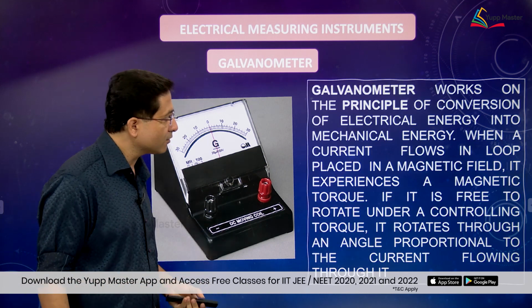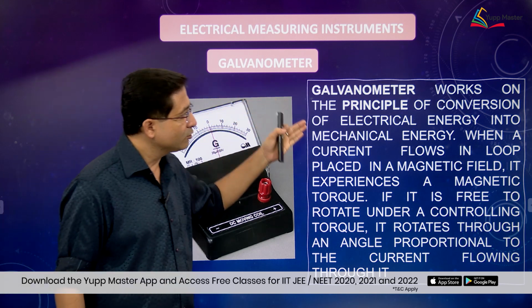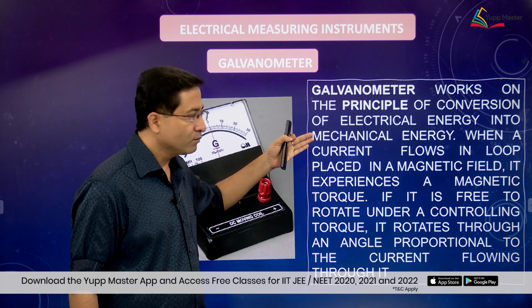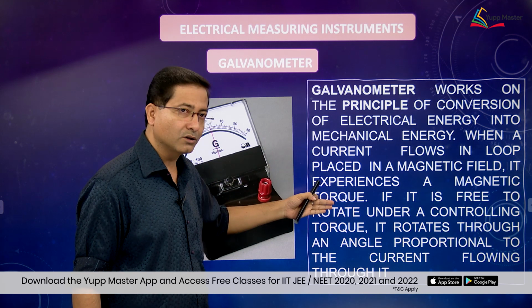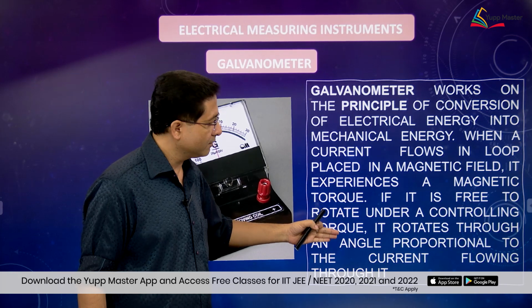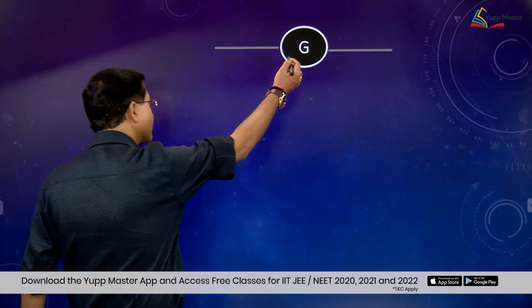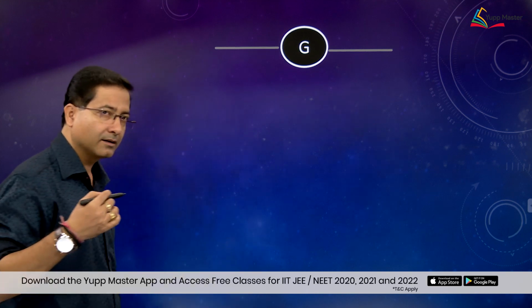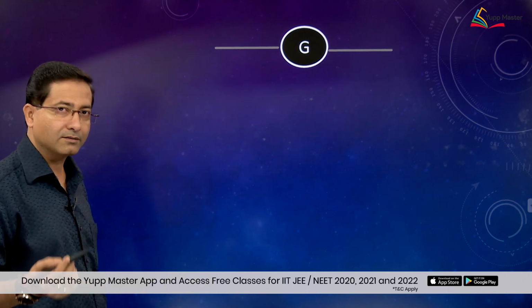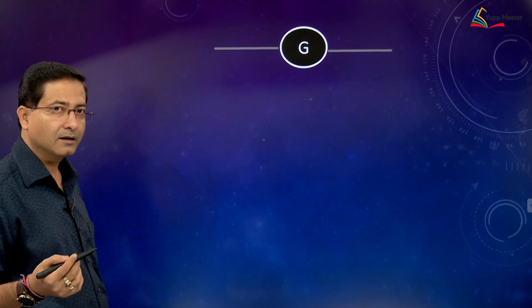The working principle of the galvanometer is that it converts electrical energy into mechanical energy, and when current flows, due to the counter torque and the torque by the magnetic field, it comes to a particular point, right. So this is the symbol of the galvanometer, and as the galvanometer has a coil, that coil will have some resistance. So it can be characterized by the resistance of the coil and the maximum deflection current it carries.